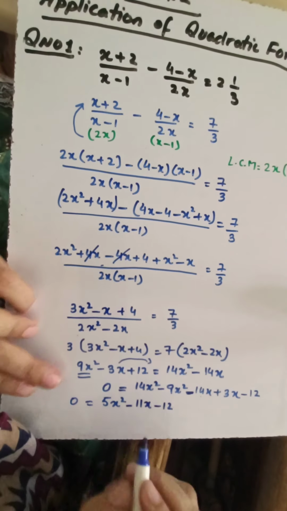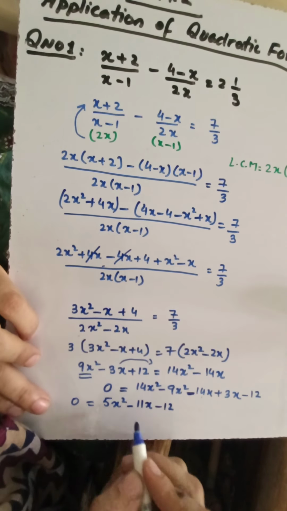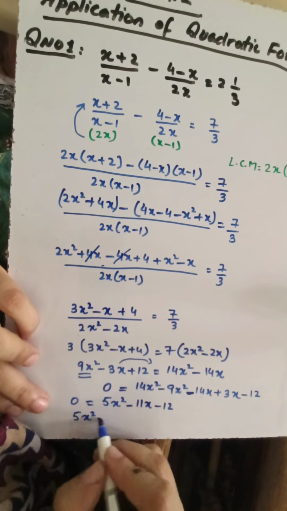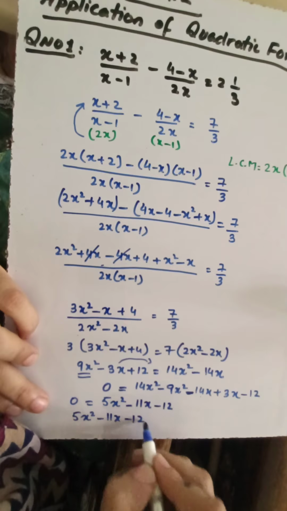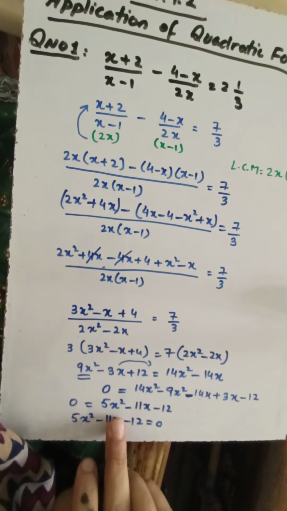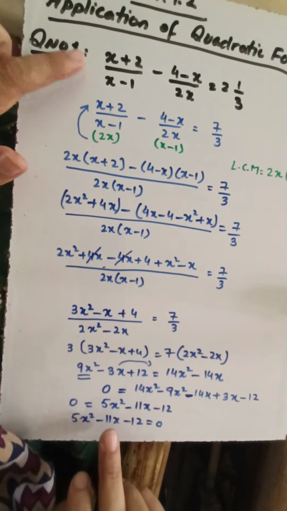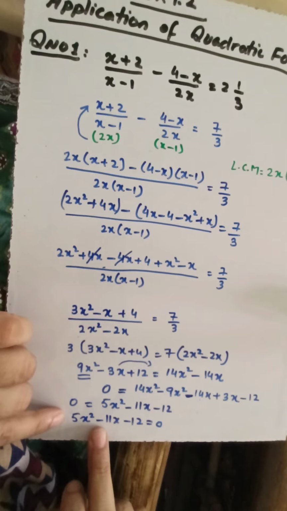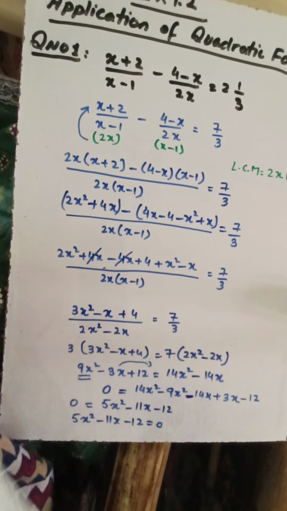Now if 0 is equal to this expression, this expression is also equal to 0, so I can write this as 5x square minus 11x minus 12 is equal to 0. So this is now the standard form of this quadratic equation. After getting this standard form, now I'm going to apply the quadratic formula to solve this equation.